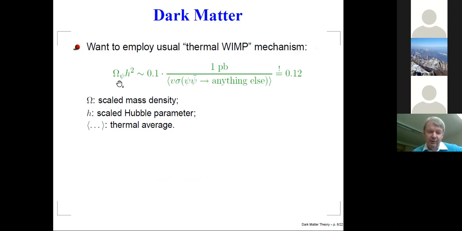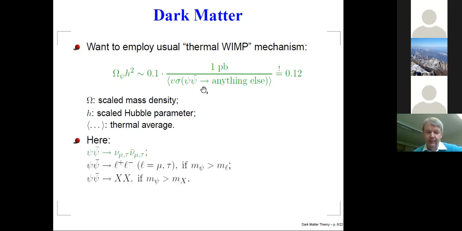The final prediction for the relic density of a dark matter particle scales inversely with the thermally averaged annihilation cross-section of this dark matter particle into any lighter particle. And this relic density, in these units, we now know to within 1% accuracy or so to be about 0.12. So that's what we want to reproduce, which means we have to reproduce the right value of this annihilation cross-section. So what annihilation channels are relevant here?